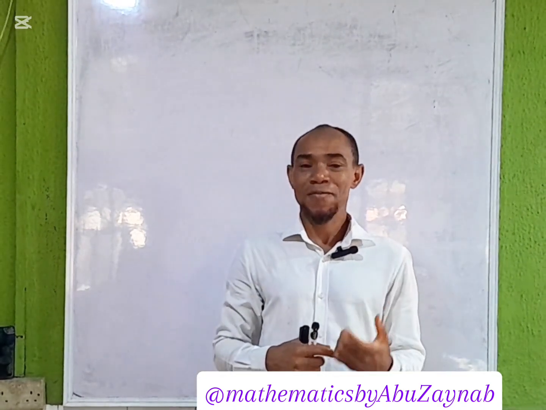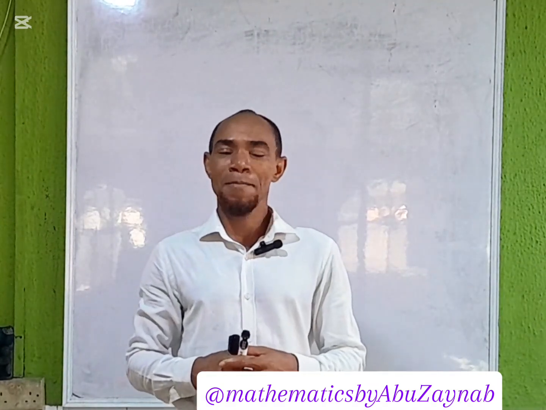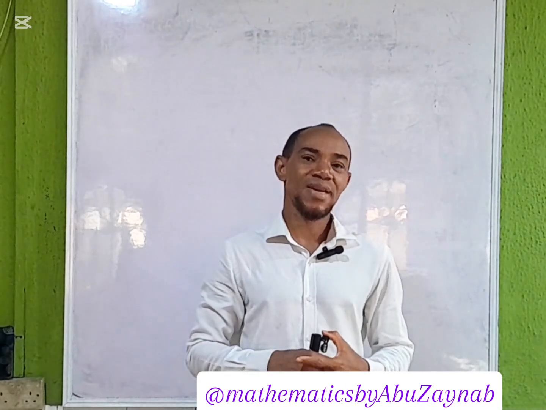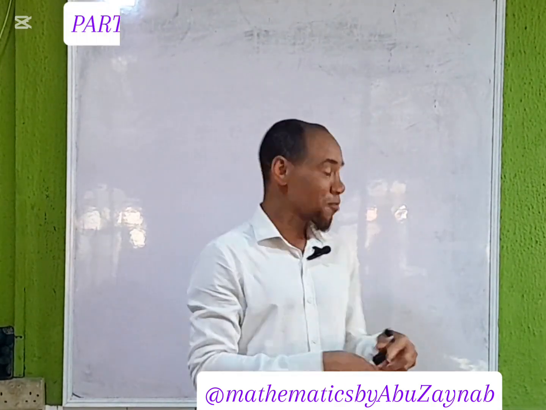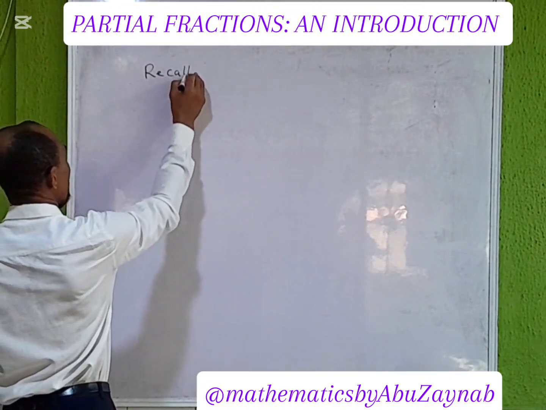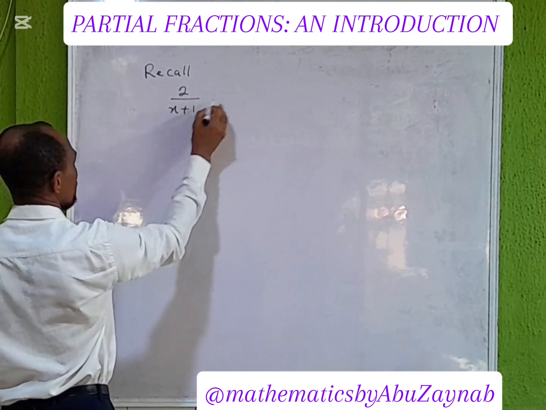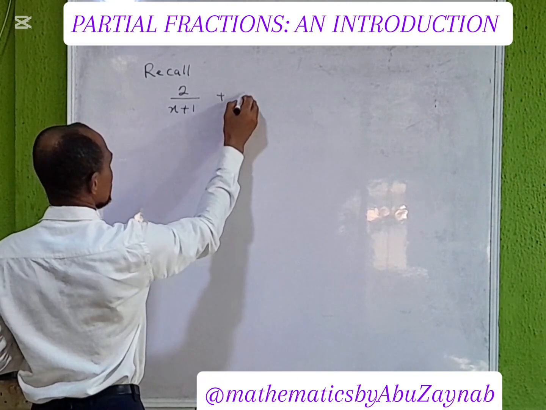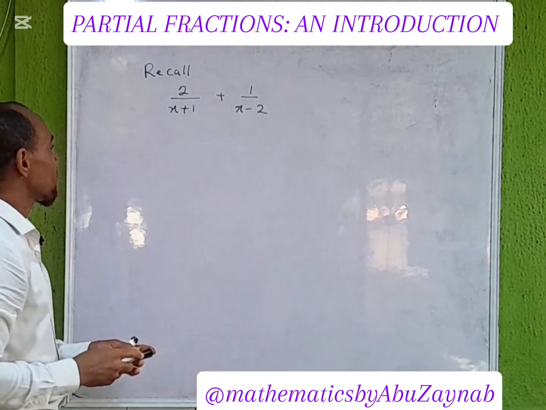So the essence of today's lesson is how to resolve the resulting rational function back into its components. And this is the stuff of partial fractions. Let's move in. Recall that we have to simplify, say, 2 over x plus 1 plus 1 over x minus 2. This is elementary algebra.